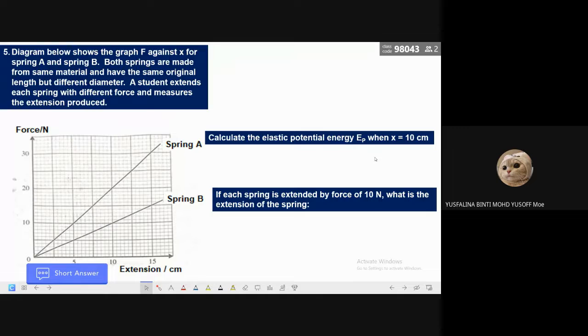Okay, the diagram below shows the graph. For this question, I want you to answer it. Can you join the class point?